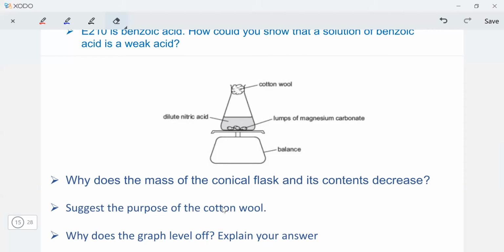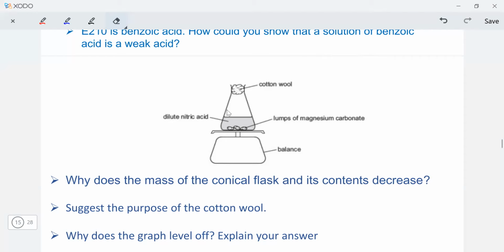Why does the graph level off? Sometimes they're going to give you a graph. You're going to see this explained in detail in a graph video. Graph levels off means that it becomes a plateau. Why does that happen? In this case, read the question carefully.